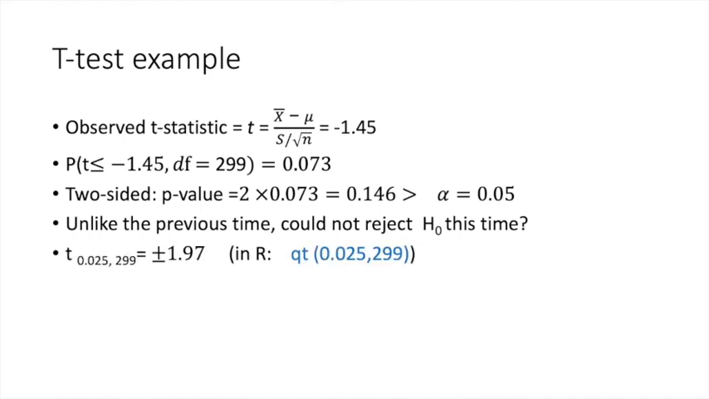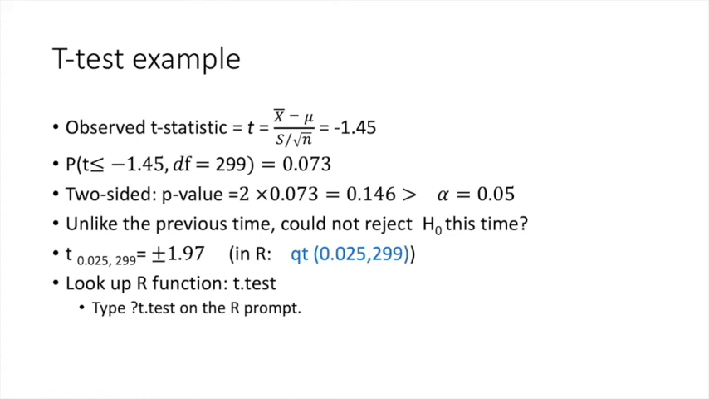We can also compare the observed t-statistic of minus 1.45 with the critical values, and that is minus 1.97 for the lower tail. Minus 1.45 is greater than minus 1.97, and hence the null hypothesis cannot be rejected. In R, look up the qt function to generate the critical values. Notice if you want to use the t-test in R, look up the function t.test. However, that function requires you to specify the complete sample, which you do not have in this example.